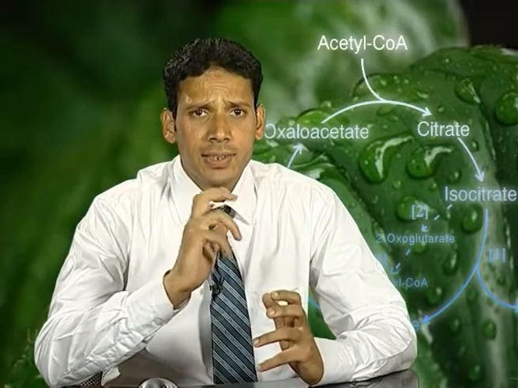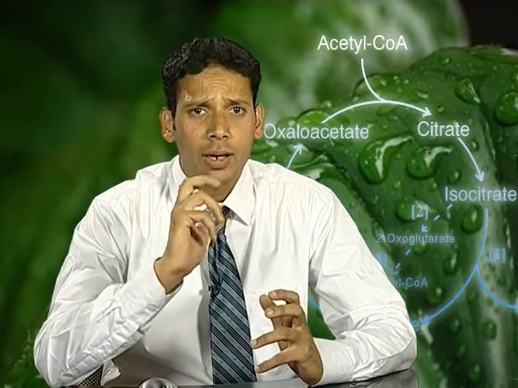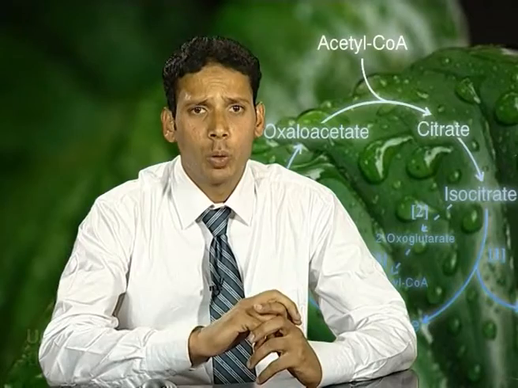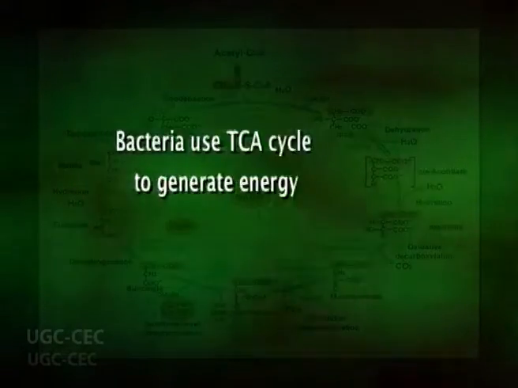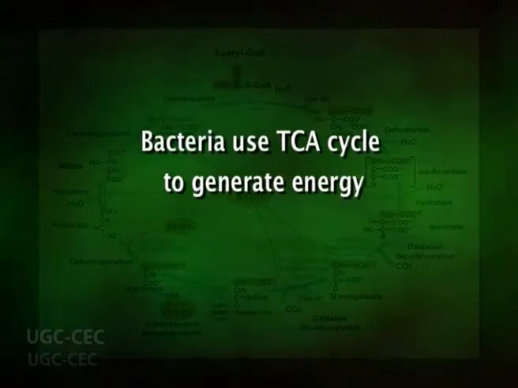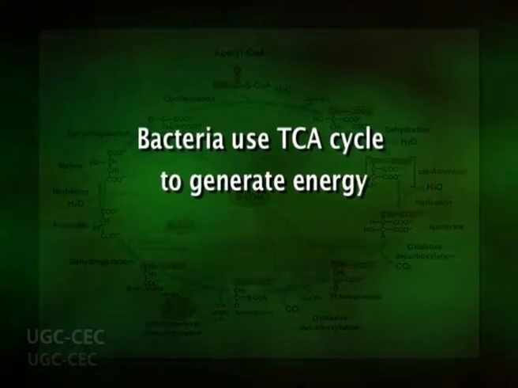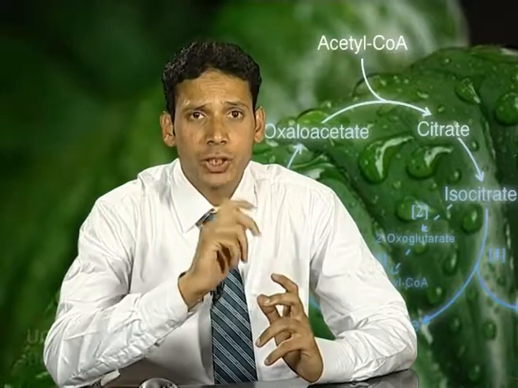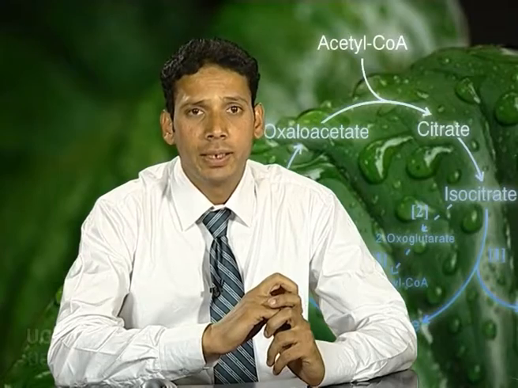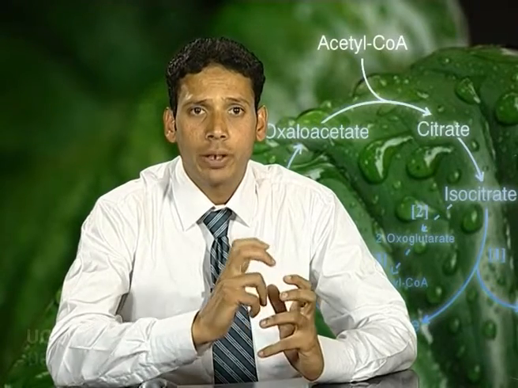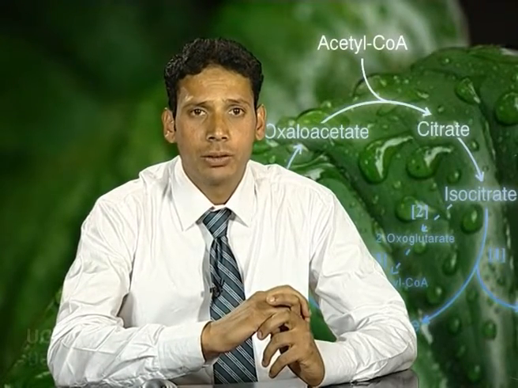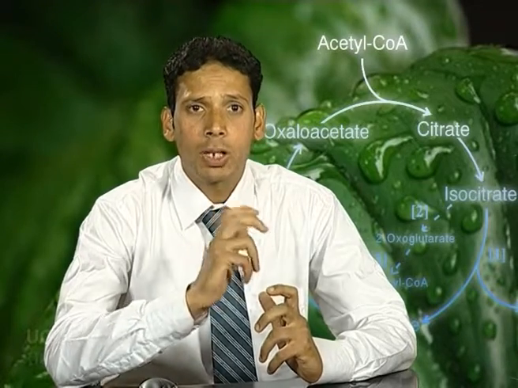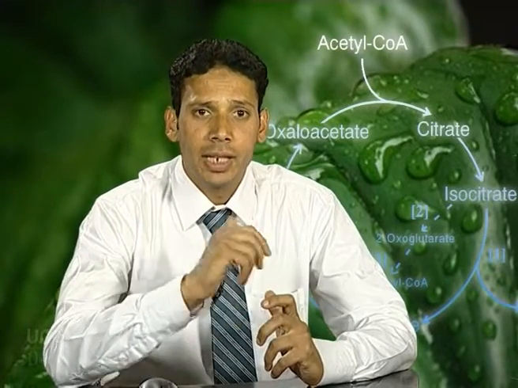In eukaryotic cells, the citric acid cycle occurs in the matrix of the mitochondria. Bacteria also use the TCA cycle to generate energy, but since they lack mitochondria, the reaction sequence is performed in the cytosol, with the proton gradient for ATP production being across the plasma membrane rather than the inner membrane of the mitochondria.